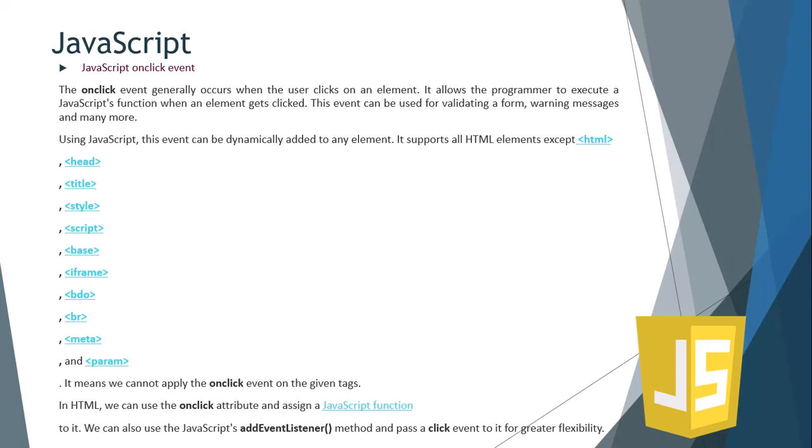It supports all HTML elements except html, head, title, style, script, base, iframe, bdo, br, meta, and param. It means we cannot apply the onClick event on the given tags. In HTML, we can use the onClick attribute and assign a JavaScript function to it. We can also use the JavaScript addEventListener method and pass a click event to it for greater flexibility.